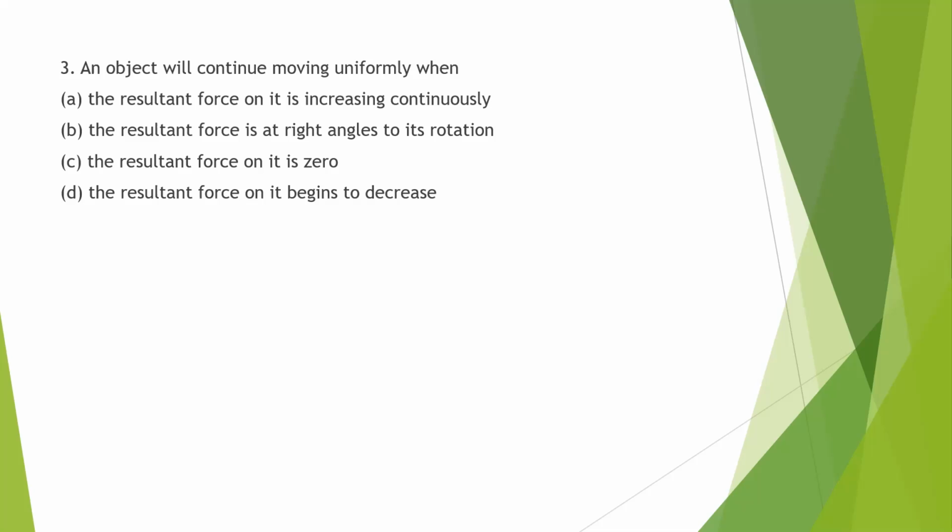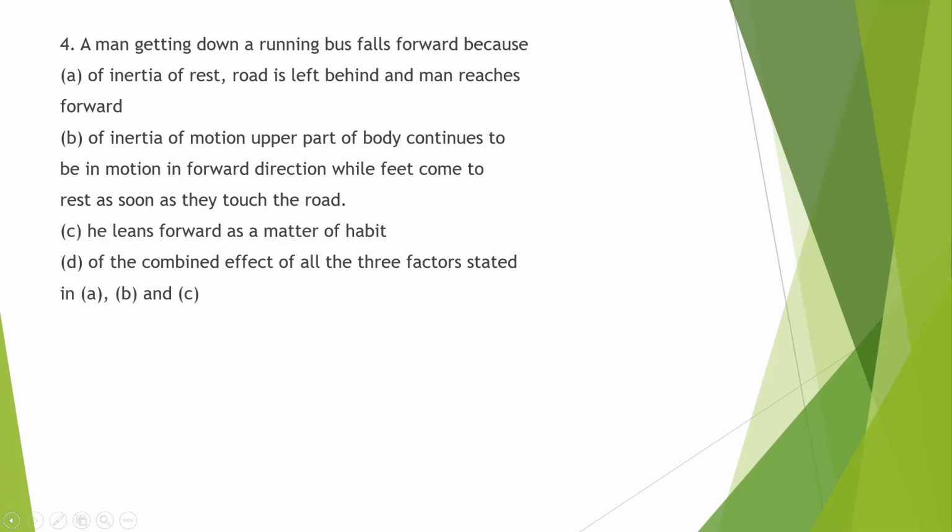The resultant force on it is zero. The resultant force is what? Zero here, right? Then only it is possible for the body to maintain the uniform motion. Option C is the correct option.